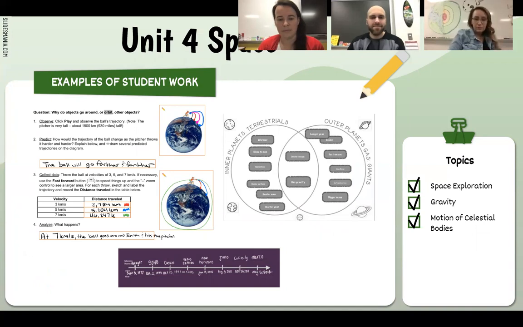And then we did some inner and outer planet investigation, and they had to determine the inner planet characteristics and the outer planet characteristics, and in numbers they had to sort those as well. And then they learned a little bit about space exploration and had to do a little bit of research on that as well, and then put some information in order on a timeline.